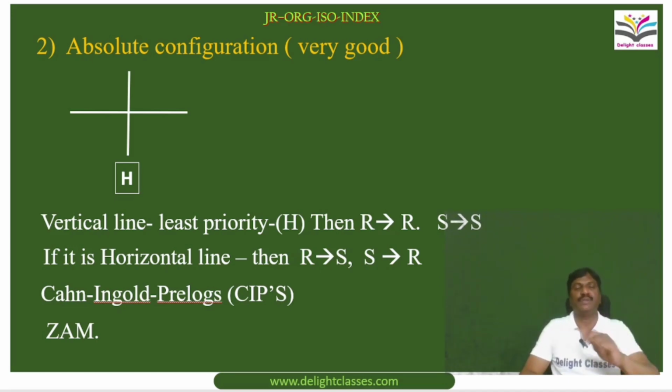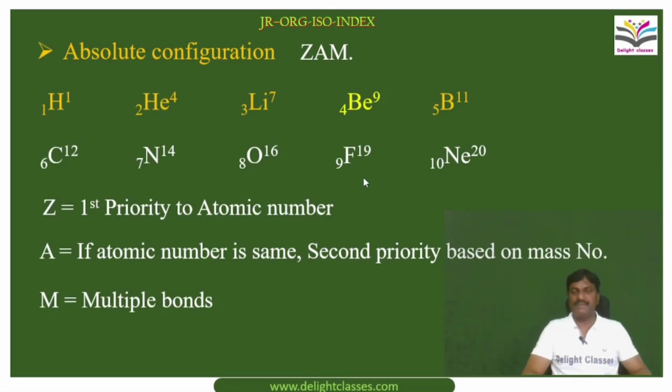Based on Cahn-Ingold-Prelog rule. What is the rule? We have to remember ZAM. Z stands for atomic number. We have to remember atomic numbers. A stands for mass number. M stands for multiple bonds. The first priority goes to atomic number. If atomic number is the same, then only we go for mass number. Then what are multiple bonds?